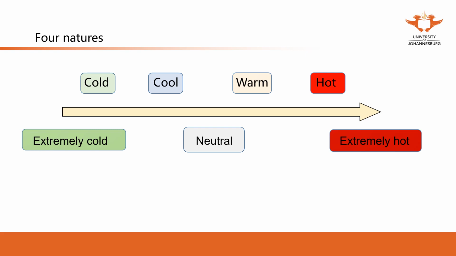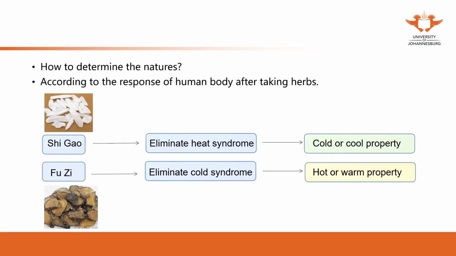The question here is, how do we determine the nature of the herbs? One of the ways to determine the nature is according to the response of our human body after taking the herbs. For instance, a patient with a heat syndrome, after taking 石膏, then the heat can be eliminated. So in this situation, we say that 石膏 has the property of cold or cool.